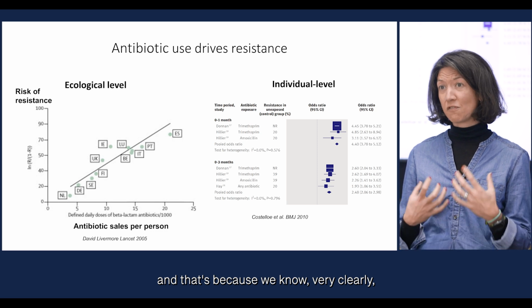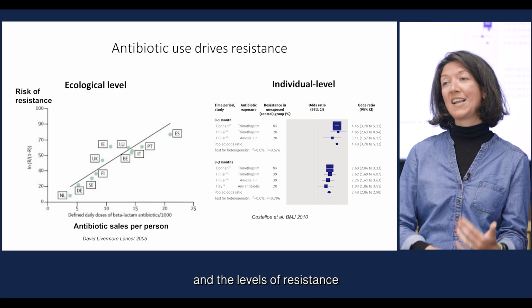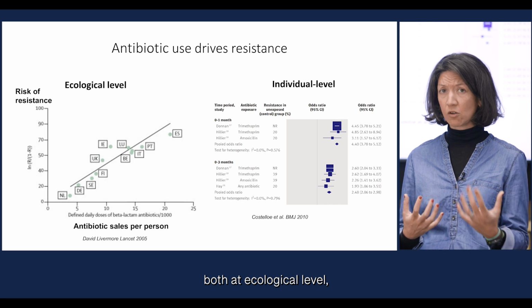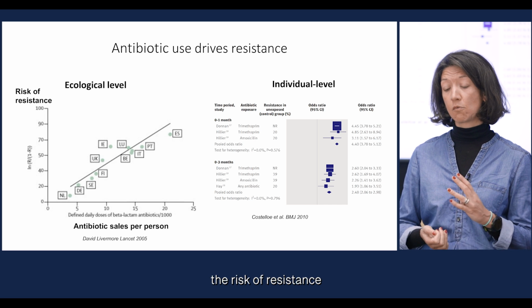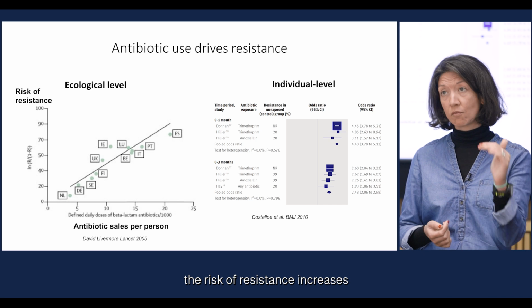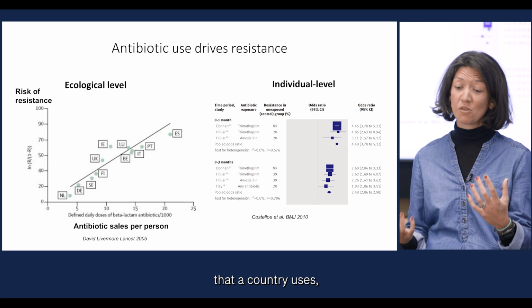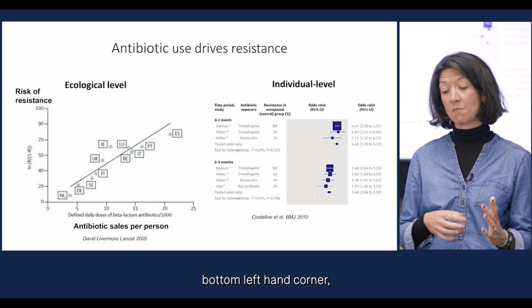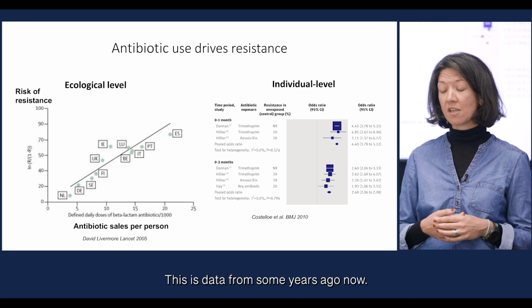That's because we know very clearly that there is a strong relationship between the amount of antibiotics that get prescribed and the levels of resistance that we see in people. We see that relationship at ecological level, by which I mean country level. This graph on the left shows the risk of resistance in different countries, so each dot represents a country, and you can see that the risk of resistance increases with antibiotic sales. So the more antibiotics that a country uses, the higher the risk of resistance in its population. We can see here the Netherlands, bottom left-hand corner, have the lowest rates, Spain the highest rates. This is data from some years ago now.